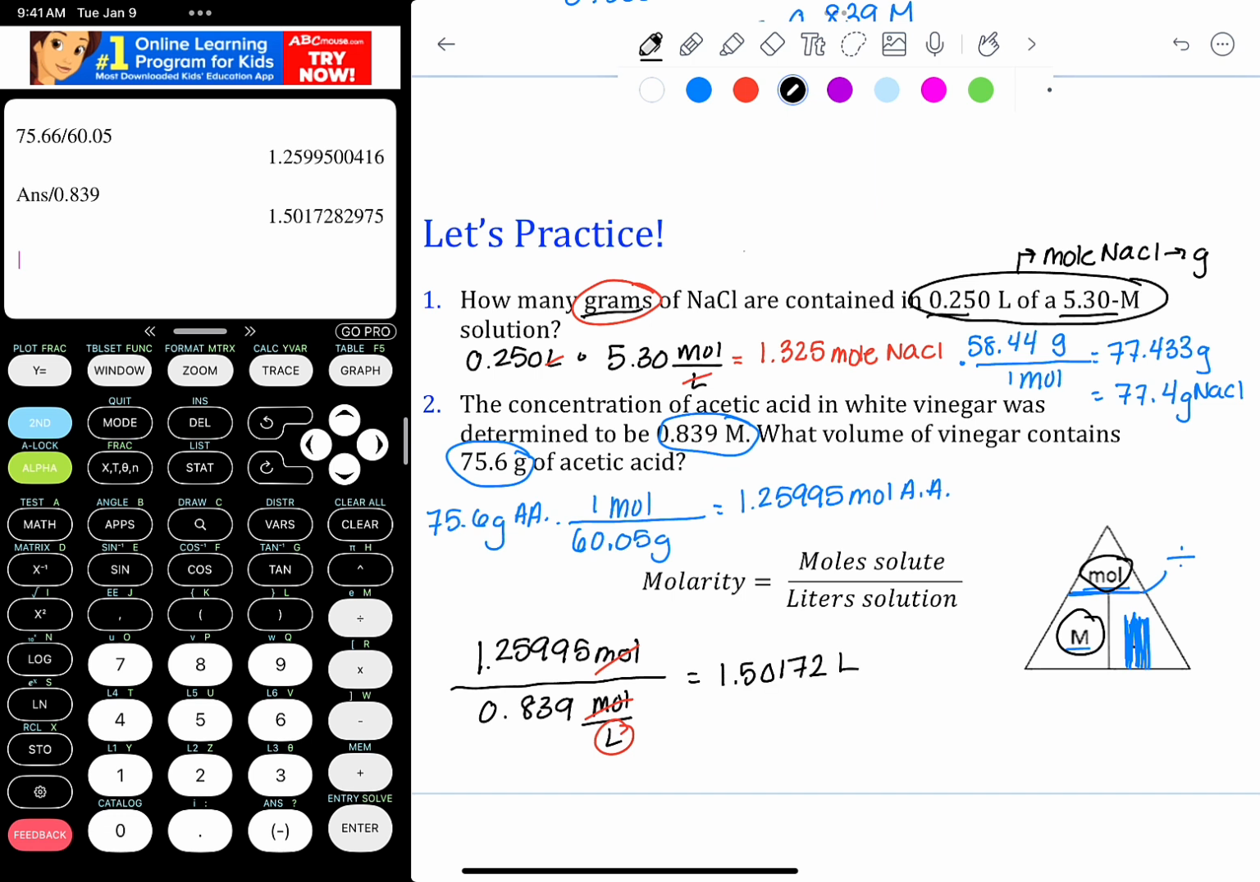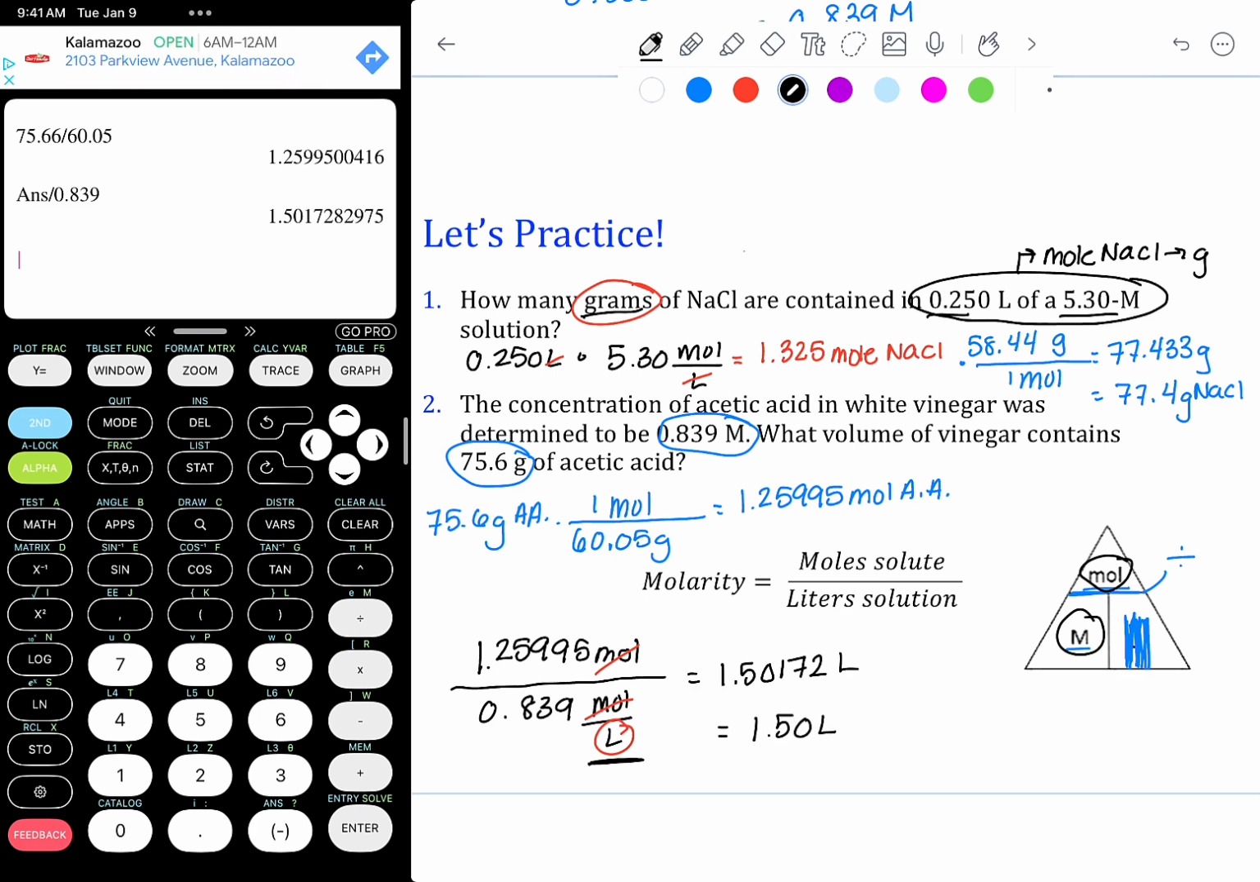1.5017 liters. So when we divide moles by molarity, our volume unit is already decided for us, and it is going to be liters. If the problem asked for the volume in milliliters, then you may have to do an additional conversion to go from liters to milliliters, because molarity units are specifically moles per liter. Okay, so with sig figs, this would be 1.50 liters, 1.5 liters.